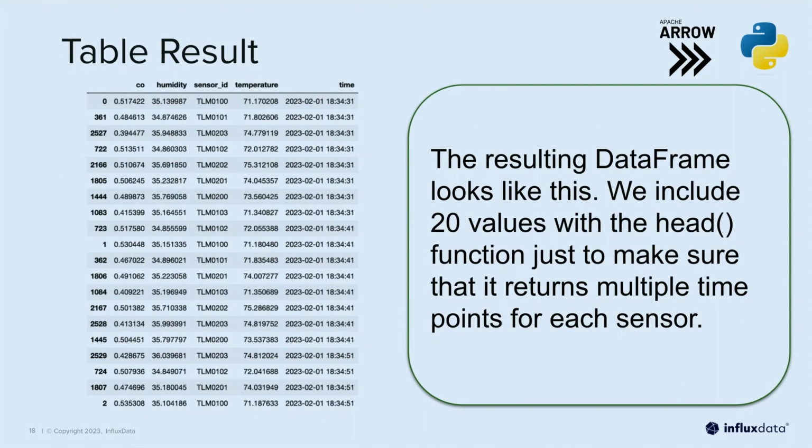So for example, this is that table result. This is the first 20 values, just to make sure that it returns multiple points for each sensor here. As you can see, we've got a sensor ID. It's got some temperature and some humidity, as well as a timestamp. I'm trying to remember what the CO stands for. That's okay. We'll just ignore it for now. It's a small value, I can tell. And then we have our columns on the left side.